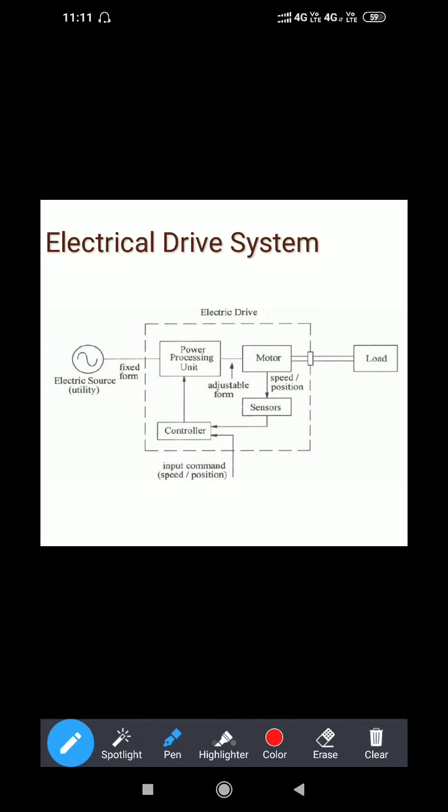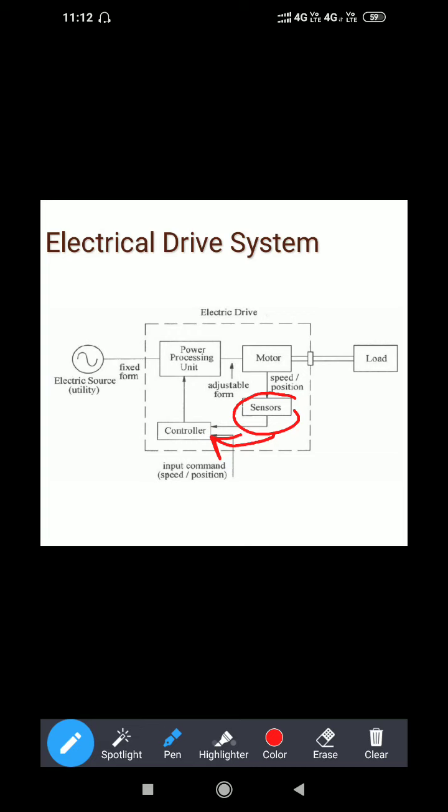The next part of this electrical drive system is a sensor. What is the sensor? It is the speed or position sensor. It is connected to the motor shaft. We can also say it is a feedback signal. It gives the information regarding the motor speed or the position of the motor shaft, and this sensor gives this speed signal to the controller.